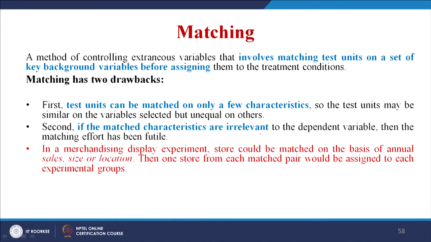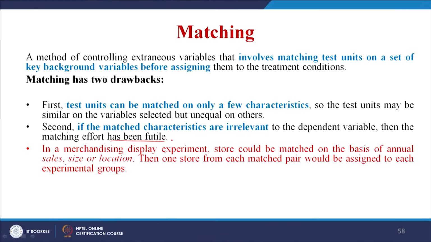So, you are comparing something which might not be very relevant to the dependent variable, then the matching effort has been wasted. That means you need to use those variables which have an influence or which may affect the dependent variable. Take this example: in a merchandising display experiment, stores could be matched on the basis of annual sales, size or location. Then one store from each matched pair would be assigned to the experimental group.